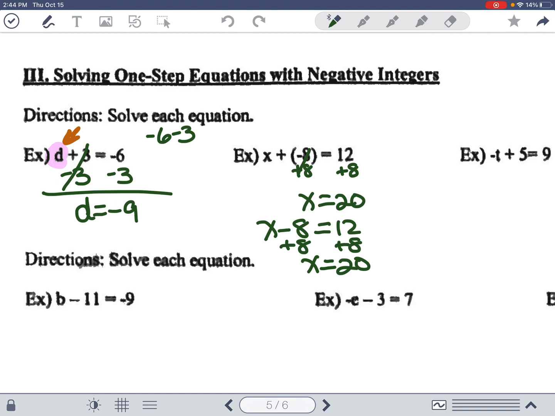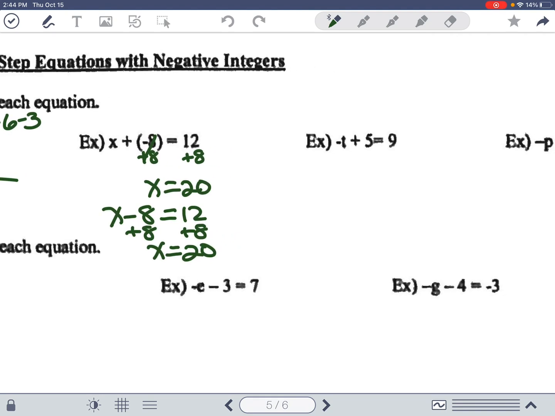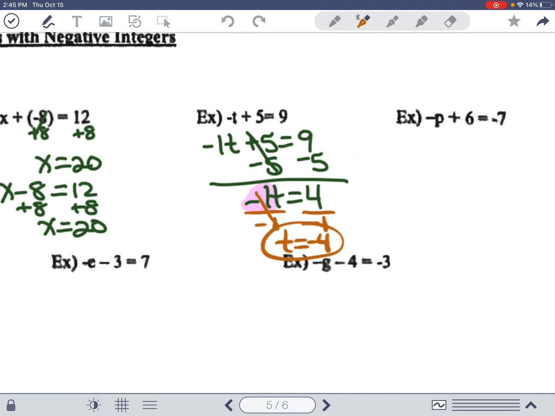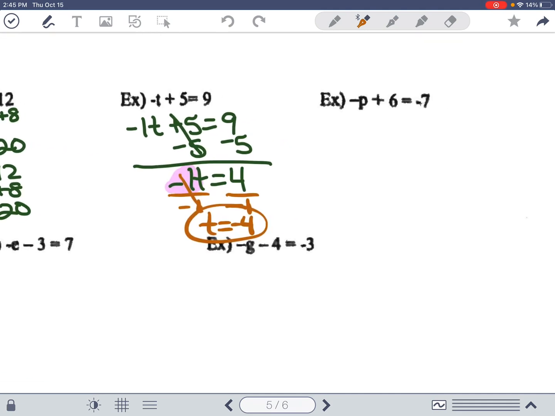The next one, negative t plus 5 equals 9. I'm going to put my negative 1 in front of my t so that I can solve this correctly. Then I'm going to subtract 5. And now I have this. But I have a negative 1 being multiplied to t, so I have to undo that by dividing by negative 1. Because I don't want a negative 1t, I want a positive 1t. So I have to divide by negative 1, which gives me t equals negative 4. You can't leave it with the negative 1 in front of the variable.